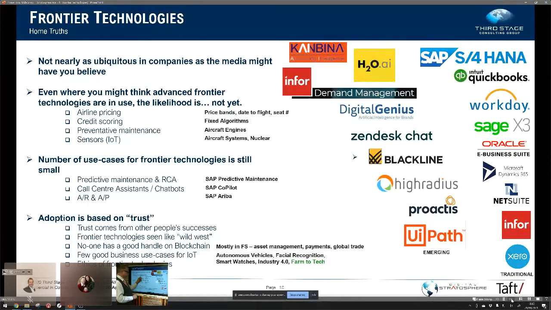The credit scoring. Again, most credit scoring is still done on a fixed algorithm. Do I have 2 children? Have I lived at my property for more than 3 years? Have I gone bankrupt? They are fixed algorithms. They don't learn yet whether or not you should be eligible for a loan because people who are similar to you have defaulted. And we still don't see very many examples of where credit scoring has become much more sophisticated than it's been for the last 30 or 40 years.